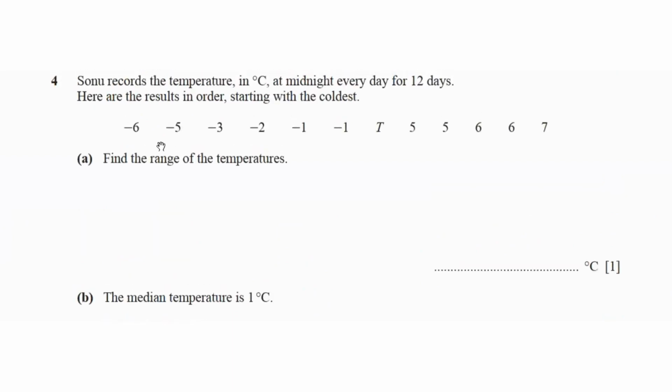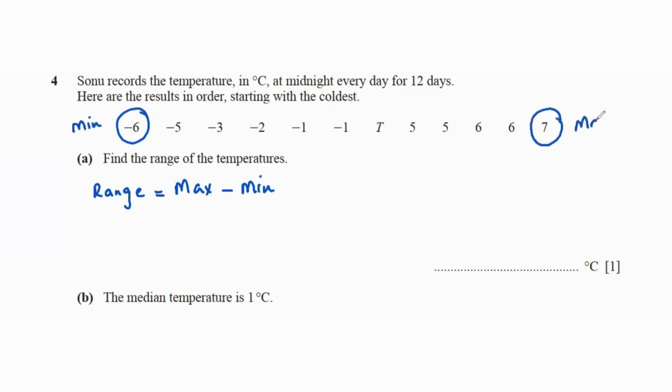In the next question, Sonu records the temperature in degrees Celsius at midnight every day for 12 days. Here are the results in order starting with the coldest. Find the range of the temperatures. So for the range, we subtract the minimum value from the maximum value. Minimum value over here is -6. Maximum value is 7. So we're going to do 7 minus -6, which is 7 plus 6, and that's going to be 13 degrees Celsius.